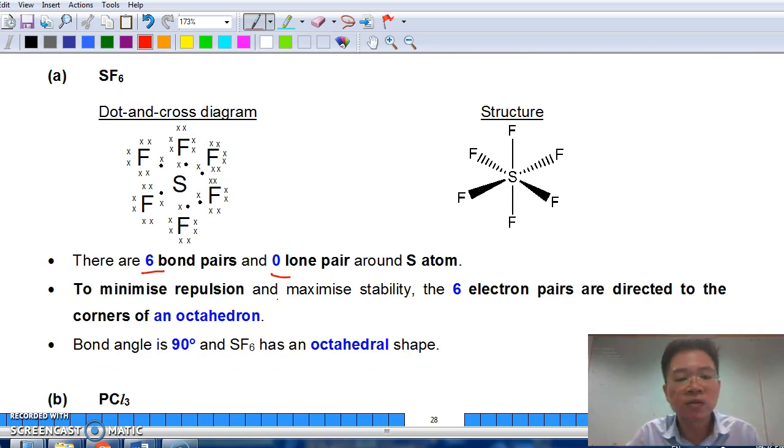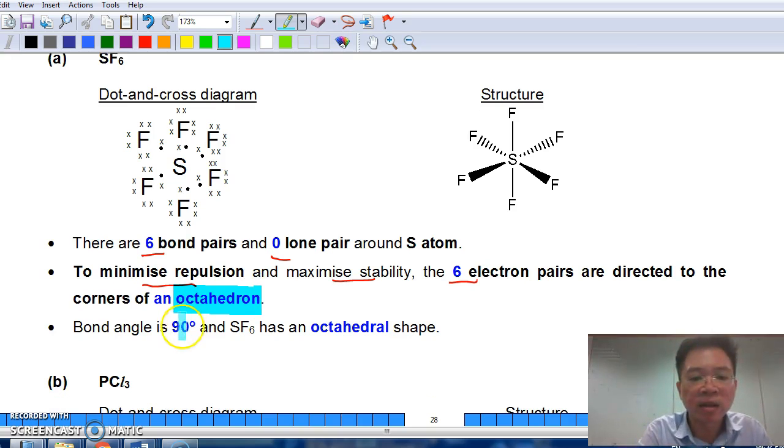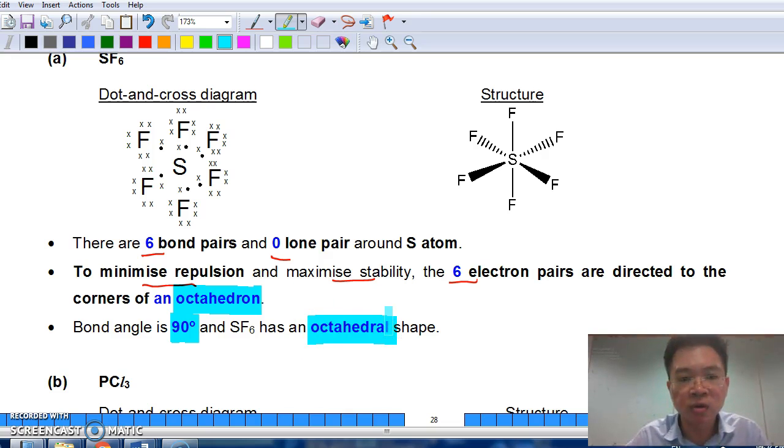According to VSEPR theory, to minimize repulsion and to maximize stability, the 6 electron pairs are directed to the corners of an octahedron. So this is the basic shape that we have learned, an octahedral. The bond angle is 90 degrees and the actual shape we call octahedral shape. So what are the things to take note of when we describe the shape?